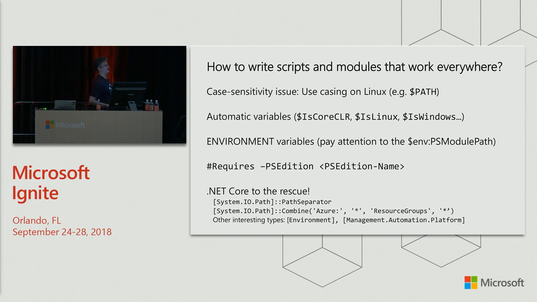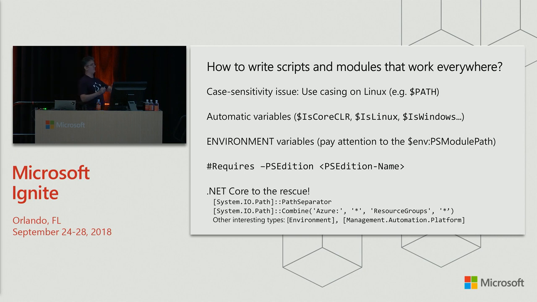Another beautiful thing here is that instead of hard coding certain values, use .NET Core types. So .NET Core to the rescue. Why? For example, the path separator on Linux and Windows is different. On Windows it's a semicolon. On Linux it's a colon. So instead of you checking what it is, leave that to .NET Core. You will say [System.IO.Path]::PathSeparator, or just [IO.Path]::PathSeparator, and .NET Core will pick the right one for the running operating system. Isn't that cool? I really like that.